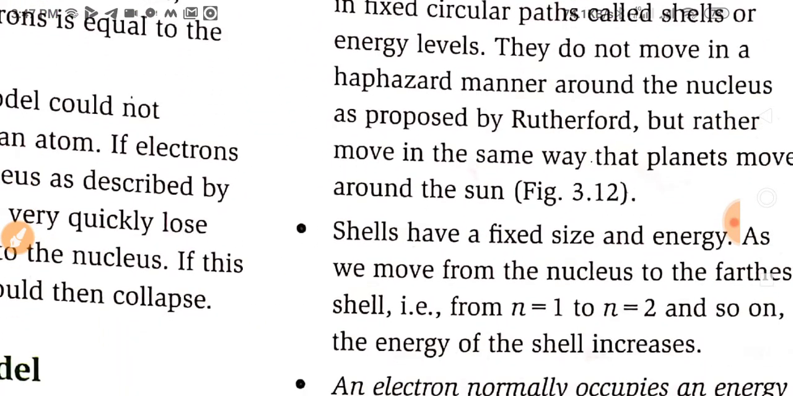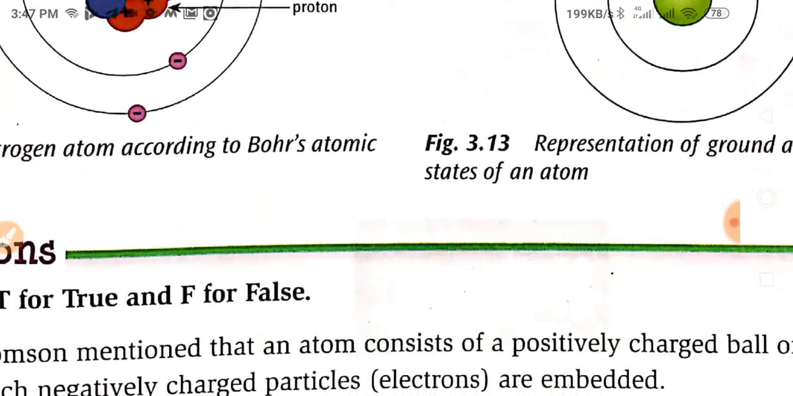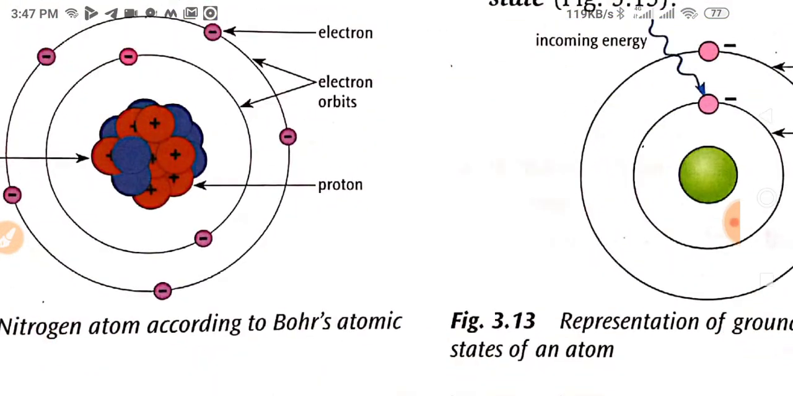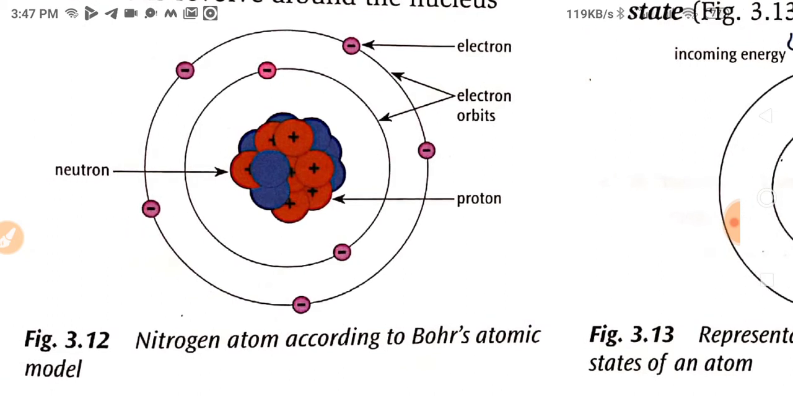They do not move in a haphazard manner around the nucleus as proposed by Rutherford, but rather move in the same way that planets move around the sun. So he said they do not move like in Rutherford's model, they move like the planets move around the sun.